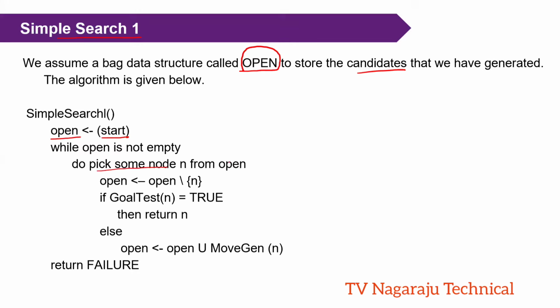Whatever node you picked, if it is equal to the goal state, that is, goal test of n is true, it returns true. Otherwise, that means the state we identified is not the goal state, then remove that state and add all its successors to open. Now again the same process is repeated. Now you got the point here. I will explain with one example.